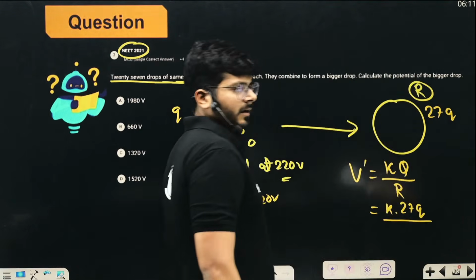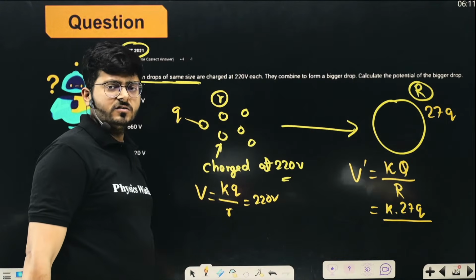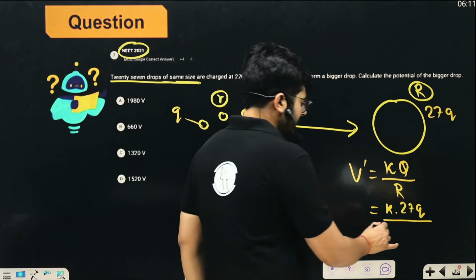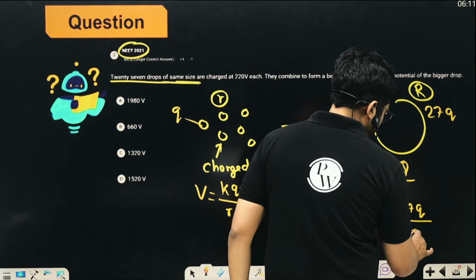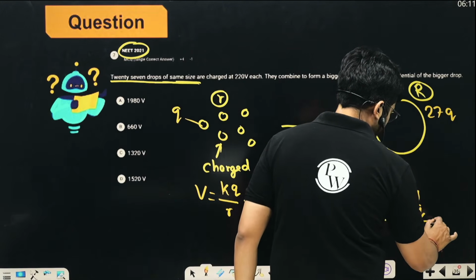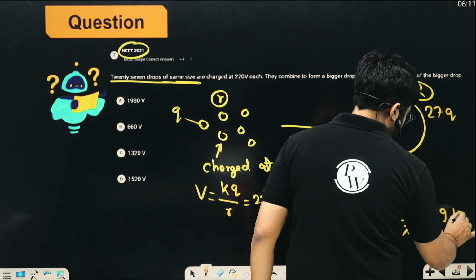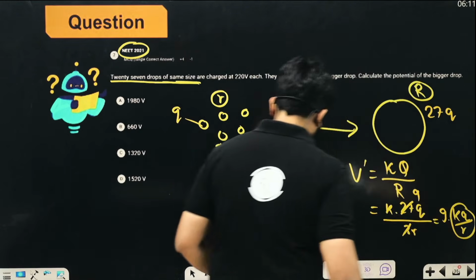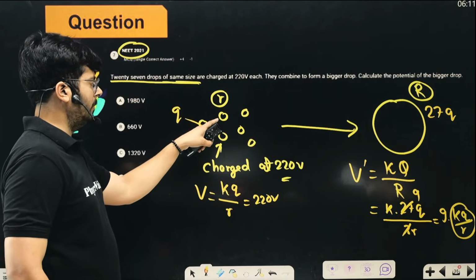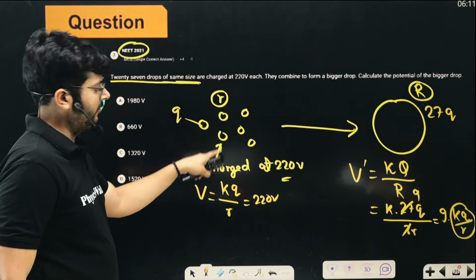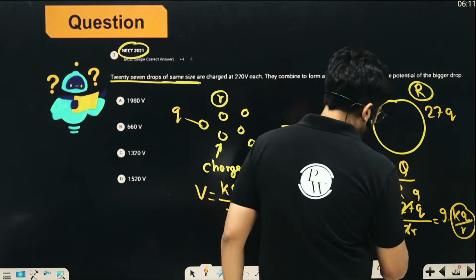And capital R, the radius over here, is 3 times the radius of the individual particles, 3 into r, yes or no? So this is 9, right? So 9 times kq by r. Kq by r is the potential of an individual small droplet, which is 220. So 9 into 220 will be the answer.